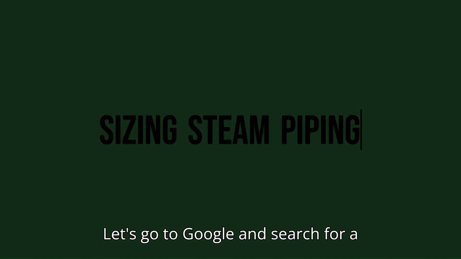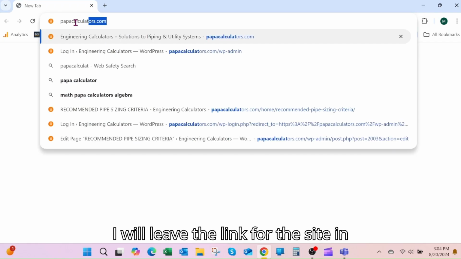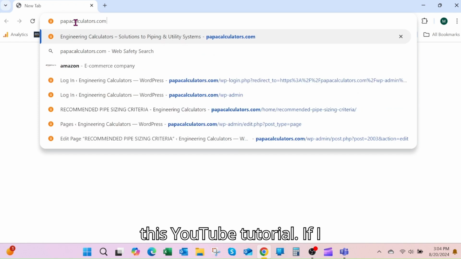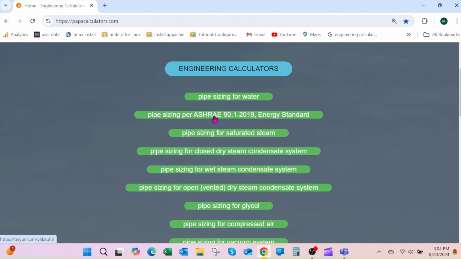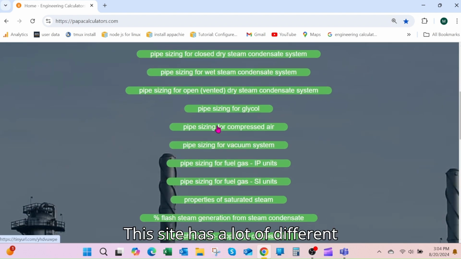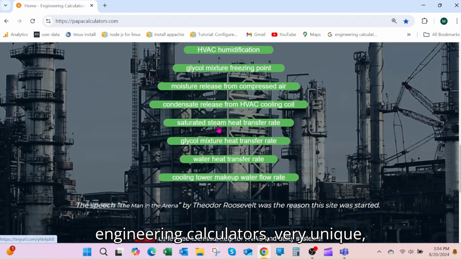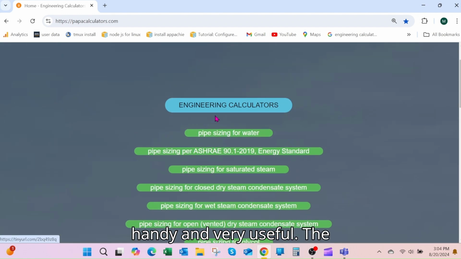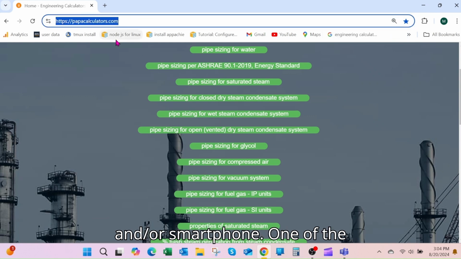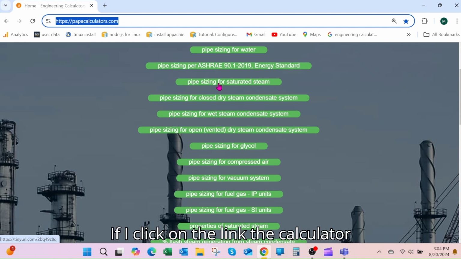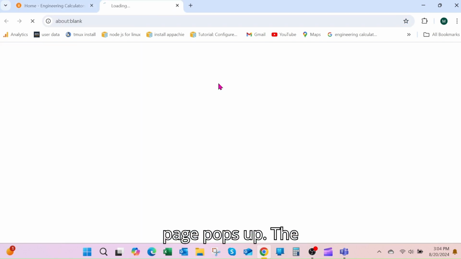Let's go to Google and search for a website called pipecalculators.com. I will leave the link for the site in this YouTube tutorial. If I click on the link, the Engineering Calculators website will pop up. This site has a lot of different engineering calculators, very unique, handy and very useful. The link can be easily added to the computer and/or smartphone. One of the calculators we are going to look at today is pipe sizing for saturated steam. If I click on the link, the calculator page pops up.